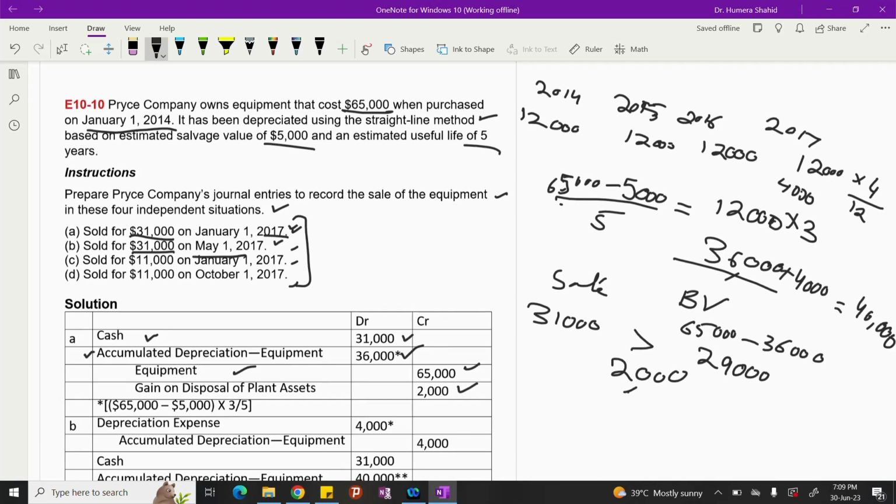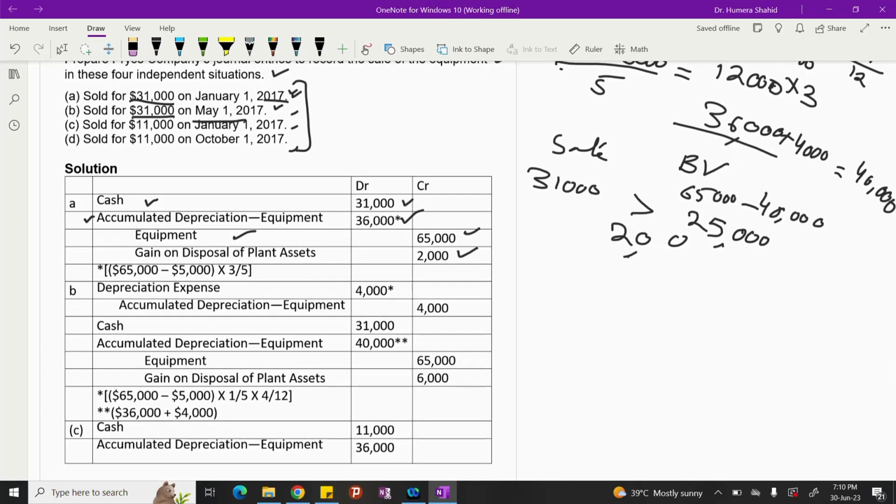Okay, 40,000, so 65,000 minus 40,000. Let me write it clearly. I need to calculate the updated book value. 65,000 is cost, 40,000 is accumulated depreciation now. So this is no more 29, this is going to be 25,000. Now I need to firstly record the journal entry. This amount is also different. This is no more 31,000, it is 6,000 more than book value. Let's record both journal entries.